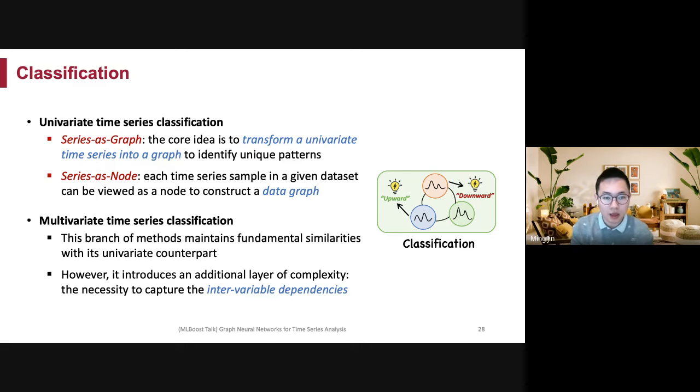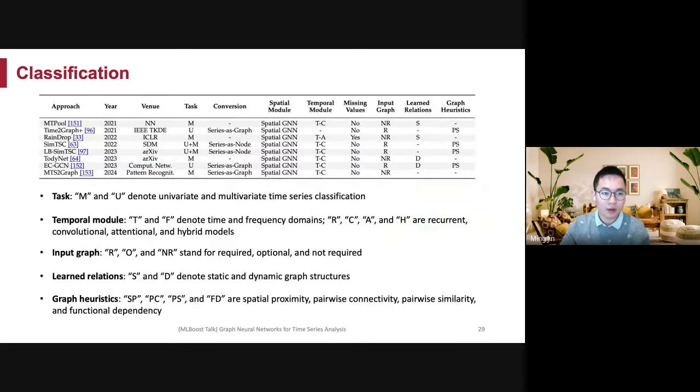So in this case, each time series will be a node in a graph, and then we can form the entire thing into a kind of data graph. Okay, and for the multivariate time series, the idea is similar, but there is an additional layer of complexity: we have to model the intervariable dependencies. And here is a summary of some very typical recent works from 2021 to 2024.